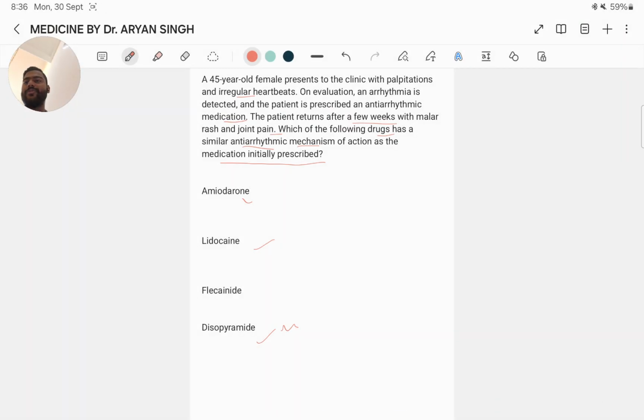is procainamide. Procainamide is an antiarrhythmic medication used to treat various types of arrhythmias. However, after a few weeks of taking procainamide, the patient develops symptoms of malar rash and joint pain, which are indicative of drug-induced lupus. Disopyramide is another class IA antiarrhythmic medication similar to procainamide, and has a comparable mechanism of action. That's why here is the answer.